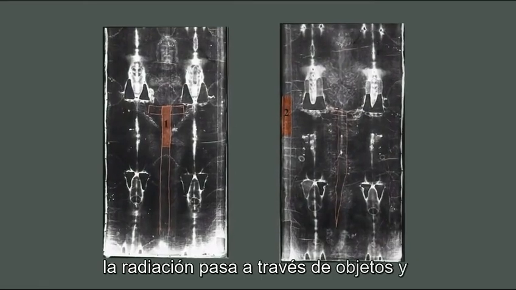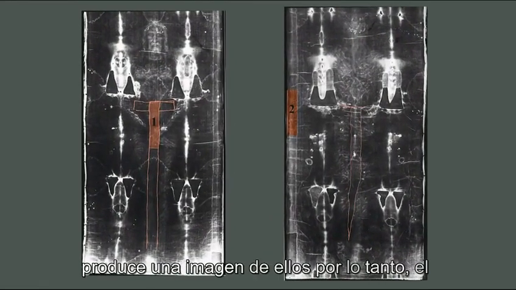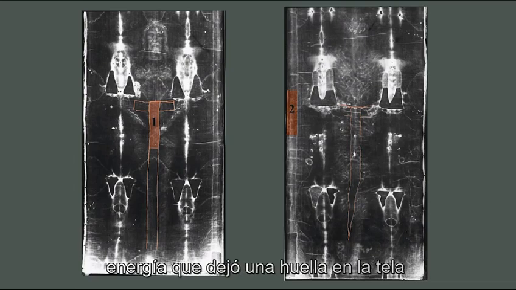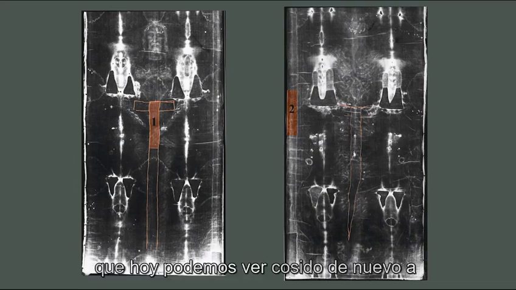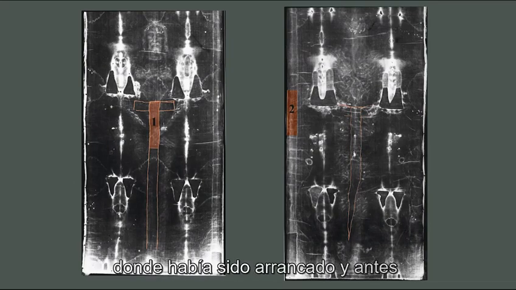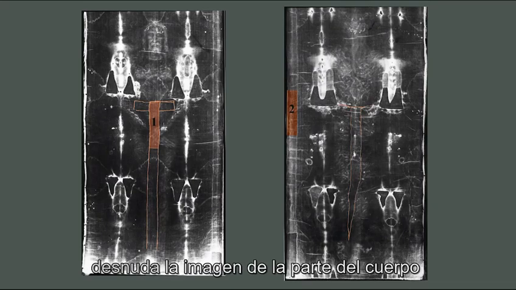Radiation passes through objects and produces an image of them. Therefore, the energy that left an imprint on the cloth of the shroud also passed through the strip of linen tied around the waist, that today we can see sewn back onto where it had been torn off. And before leaving an imprint of the strip on the cloth, it must have imprinted on the strip the image of the part of the body the projection rays passed through.